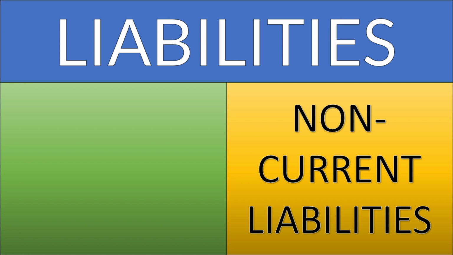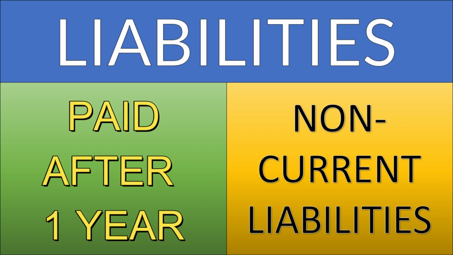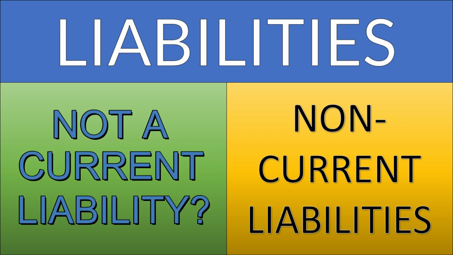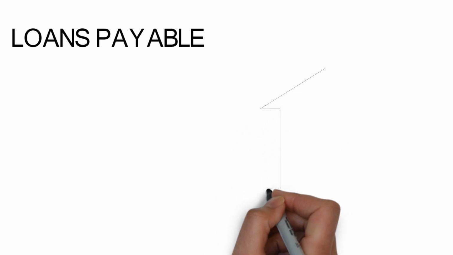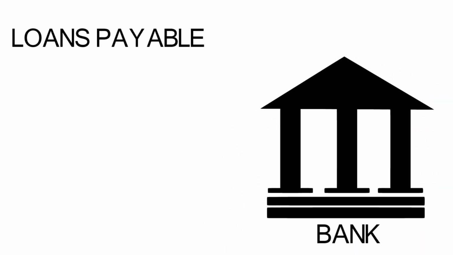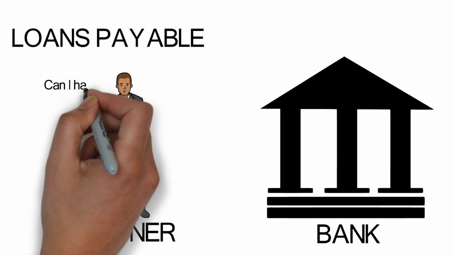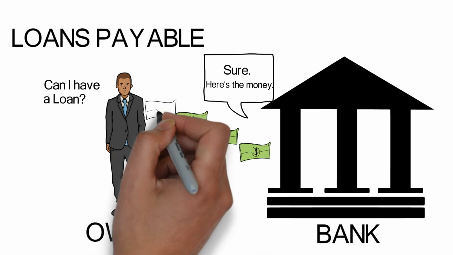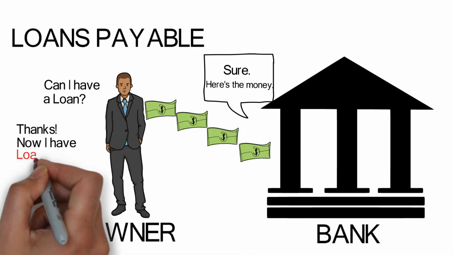Non-current liabilities are liabilities that do not fall due within 1 year after the reporting date. In other words, these are liabilities that are paid after more than 1 year. Therefore, if it is not a current liability, then it is a non-current liability. An example of a non-current liability account is loans payable. Loans payable are debts usually from banks or other financial institutions. If you want your business to be funded, you can take a loan from the bank. That is a loans payable.